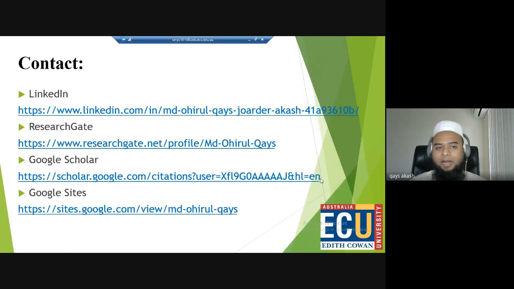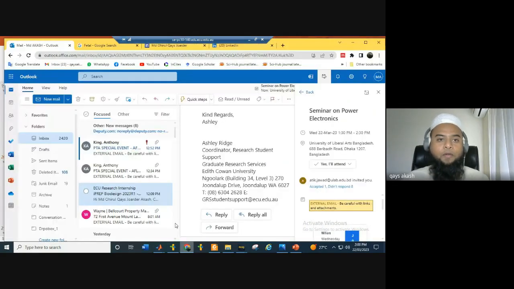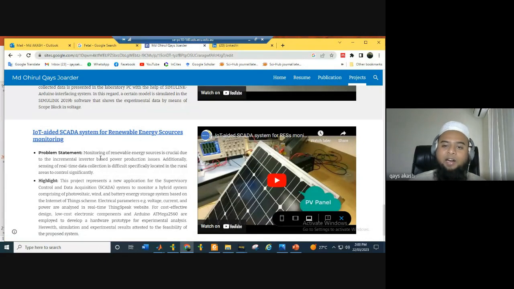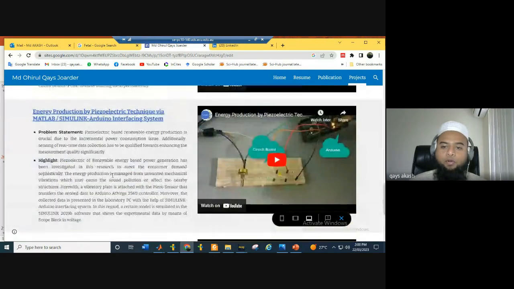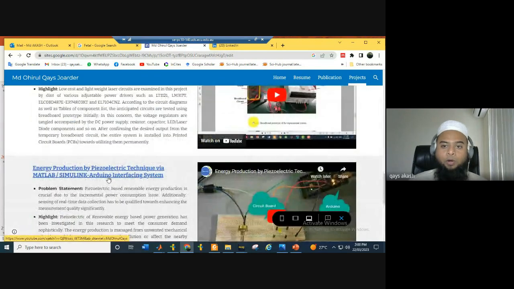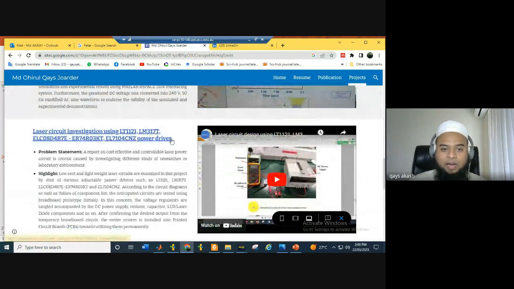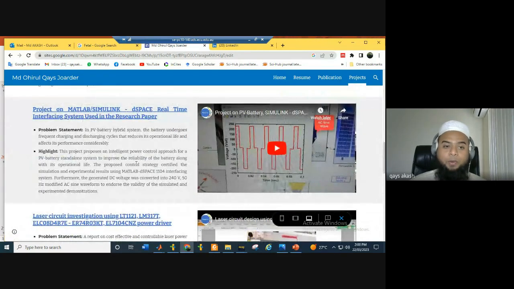And as I said, we have completed a few projects. If you can see this one, this is one of our research projects. Currently, we are working on this IoT-aided SCADA system. All of these projects are done with power electronic devices. We also worked on power laser sectors with power electronic devices. As we said, LTT1121 and the power drivers, these power electronic devices were successfully published in research papers.